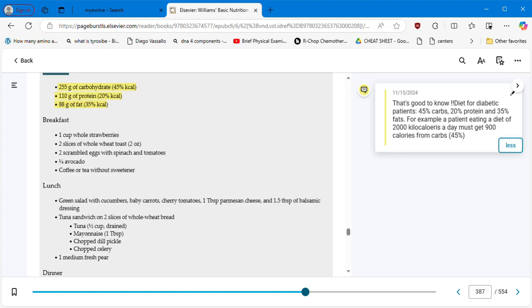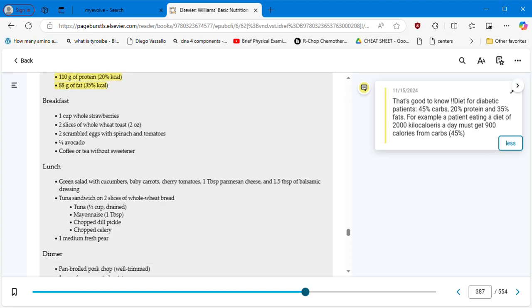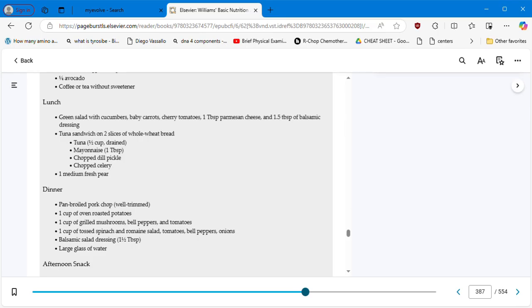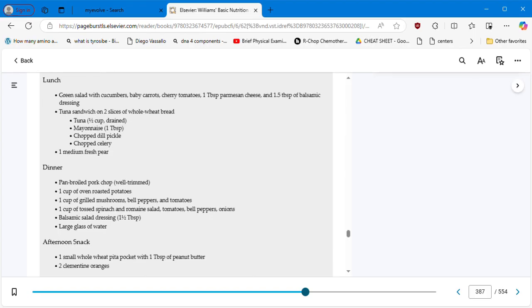And then for lunch, your green salad with cucumbers, baby carrots, cherry tomatoes. You see all your non-starchy vegetables. One tablespoon of Parmesan cheese, and 1.5 tablespoons of balsamic dressing. Oh, delicious. And then you have your tuna sandwich on two slices of whole wheat bread, with half a cup of drained tuna with mayo, one tablespoon of chopped dill pickle, chopped celery, and one medium fresh pear. This is delicious. I wouldn't be bored at all.